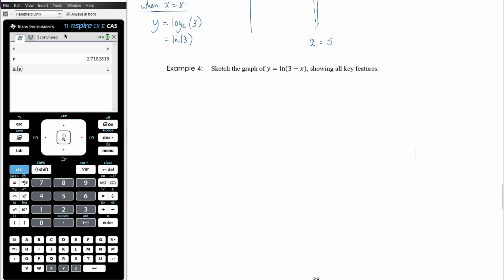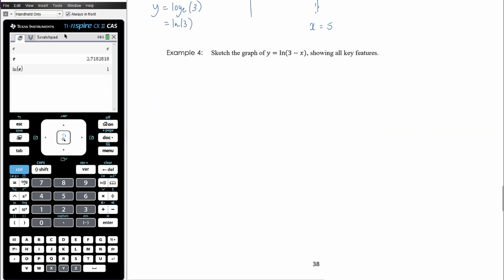Okay, number 4, sketch the graph of y equals ln of 3 minus x, showing all key features. Okay, so a number of things here. This is log base e, just to be clear, and then also thinking about your transformations correctly, you want to factor out that negative, so you've got your reflection in the y-axis and then right by 3.